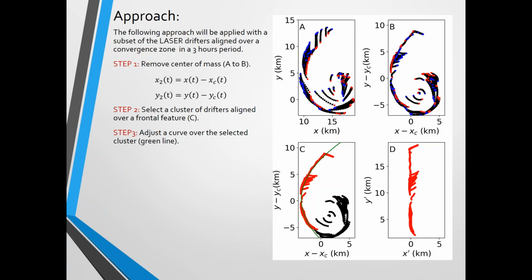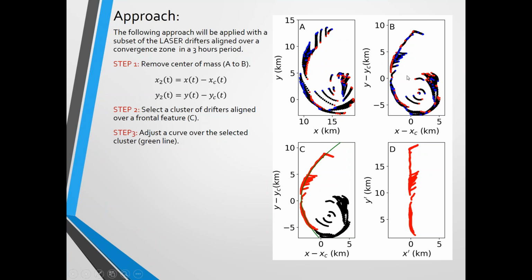The approach I'm going to present is the following. In A, you have my raw observations. Blue dots are the initial position of the drifters, and the red dots are the final position. Here is 3 hours, I just selected a 3 hour period. So in the first step, I remove the center of mass at each time from the position of the drifters, and this is to remove the effect of the displacement of a mean flow.